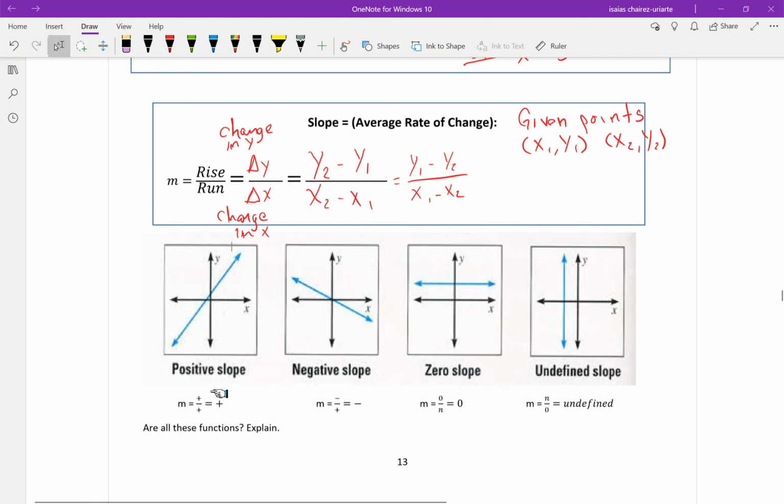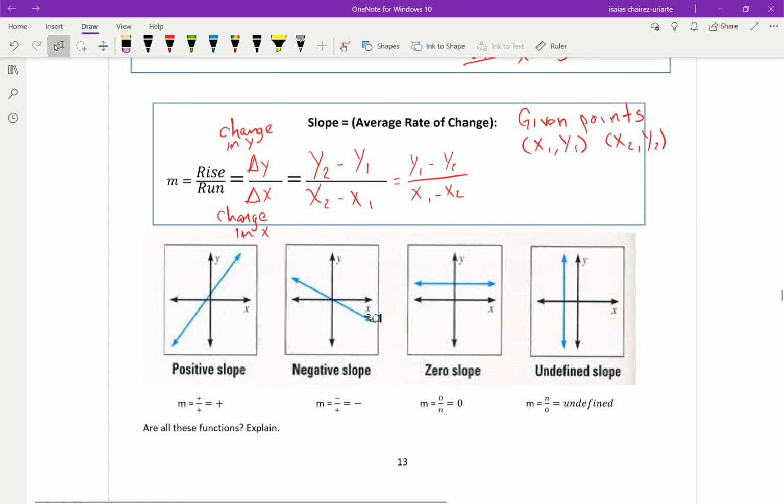Now, let's talk about the sign of the slope. If my m happens to be positive, then you can think of the line as increasing from bottom left to upper right. If my slope happens to be negative, then your line is decreasing from upper left to bottom right.